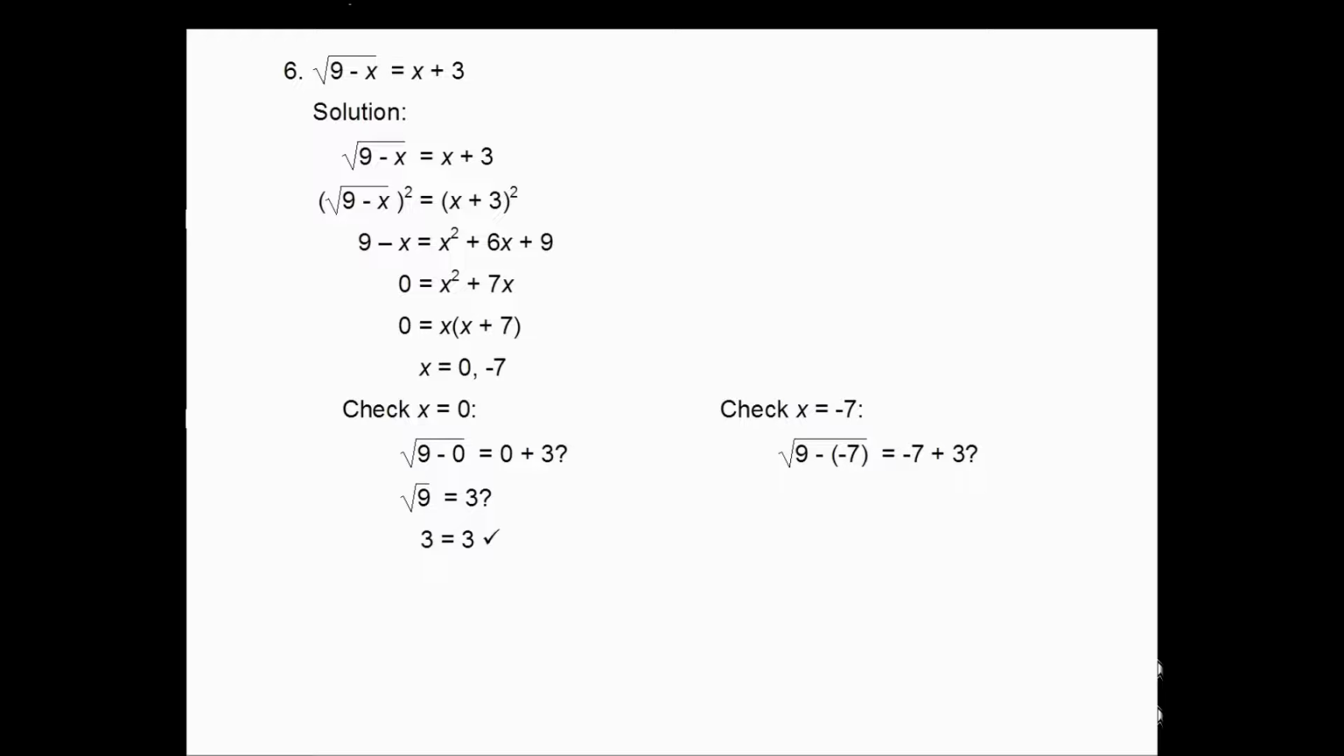Now we're going to check x equals negative 7. Again, going back to the original problem, square root of 9 minus negative 7 equals negative 7 plus 3. 9 minus negative 7 is going to be 16. Square root of 16 equals negative 4? No, it doesn't. The square root of 16 is 4. But notice, if this were to change its sign, it would work. So x equals negative 7 is extraneous. Our only solution is x equals 0.